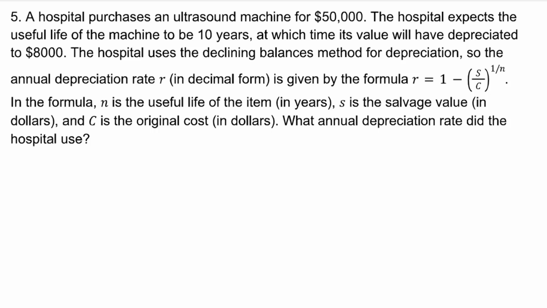is given by the formula R equals 1 minus s over c to the power of 1 over n. In the formula, n is the useful life of the item in years, s is the salvage value in dollars, and c is the original cost in dollars. What annual depreciation rate did the hospital use? We have an equation for rate. Do we have s, c, and n?